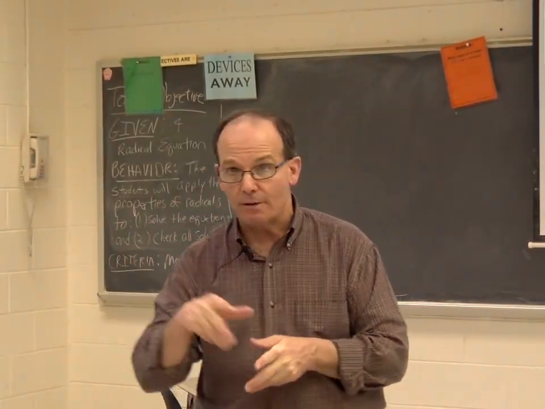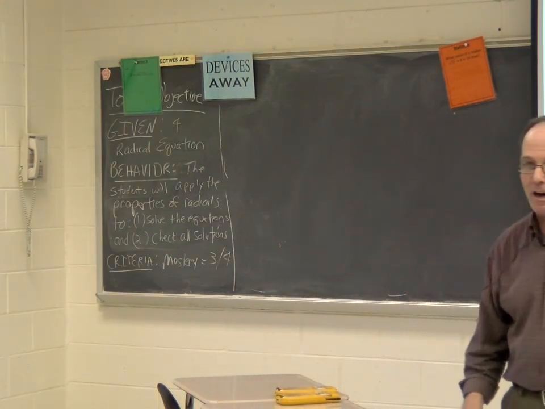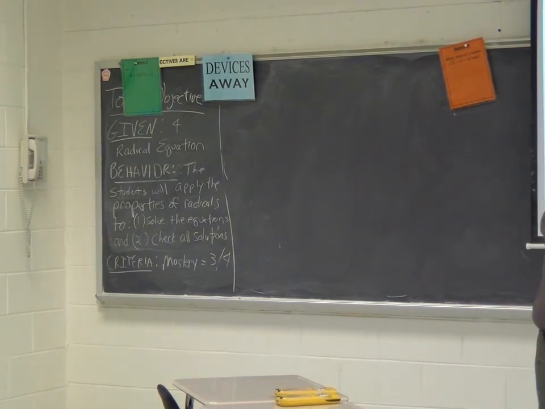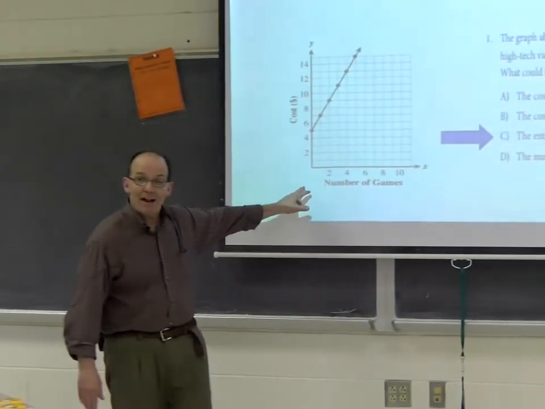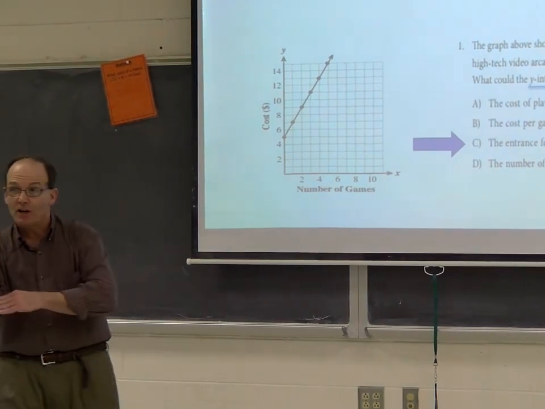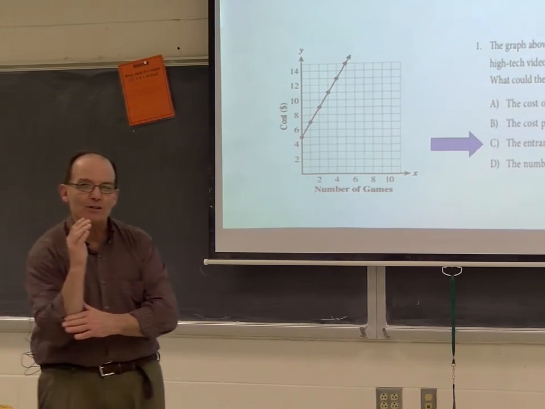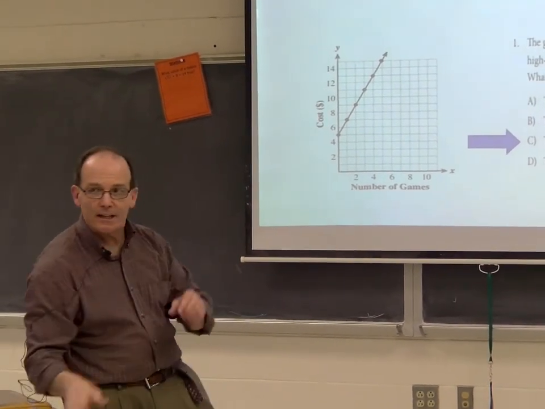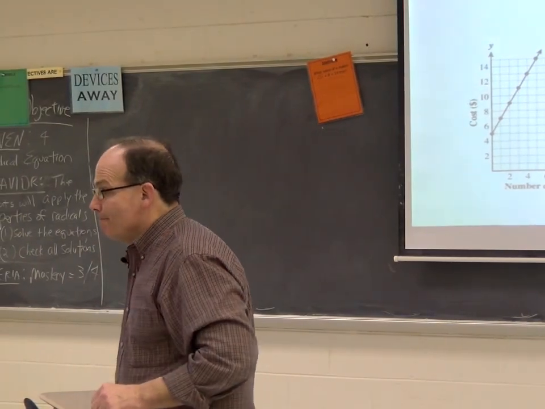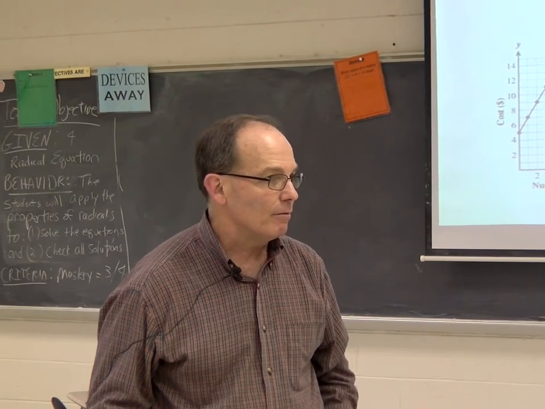The key word in the question, the ultimate question, is: what could the y-intercept of this graph represent? Let's look at that y-intercept. It's over here, right? I haven't played any games. The y-intercept in any graph is where x is 0. I haven't started yet, I haven't played any games whatsoever, and they're charging me $5. I can get that right off the scale here. What do you think that means? You're out $5 and you haven't done anything yet, right?